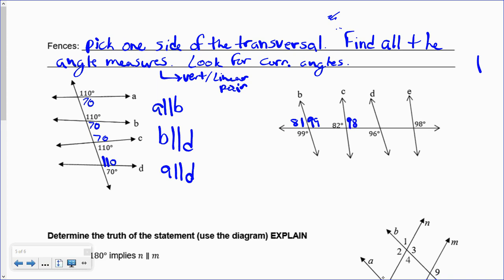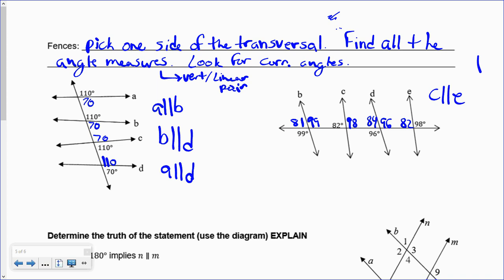Good. How do I pull the 96 to the top? Vertical, so I get 96. What's the one next to it? 84. And then what's the missing angle next to 98? 82. Alright, so now I have the entire top of the transversal written out. So now I just look for the corresponding angles. C and E, I see 82 and the 98 match up. So C is parallel to E.